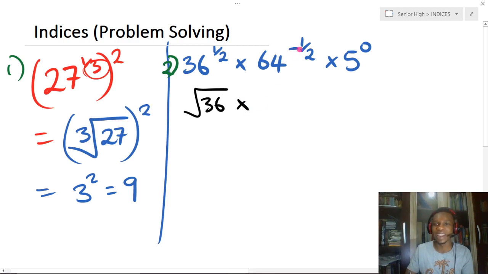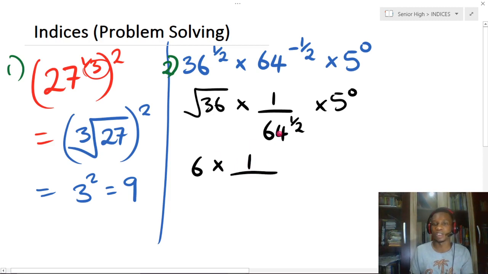Now here's the negative law. First apply the negative law. Negative law becomes 1 over, we now have 64 raised to the power of 1 over 2. Let's take it step by step. Times 5 raised to the power of 0. Now what's the square root of 36? It is 6, because 6 times 6 will give us 36. So the square root of 36 is 6, times 1 over 64 raised to the power 1 over 2, which is like saying the square root. Now I told you I don't need to always put that 2, so let me take it out. So it's the square root of 64, times 5 raised to the power of 0.